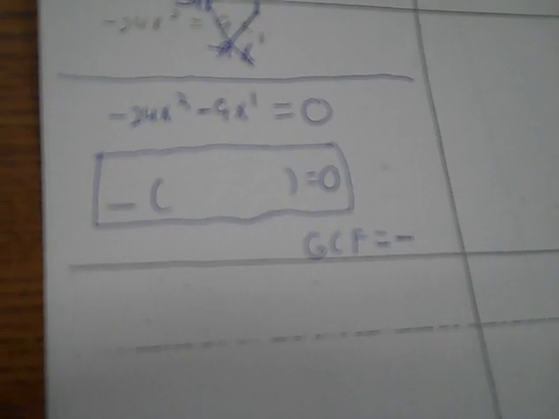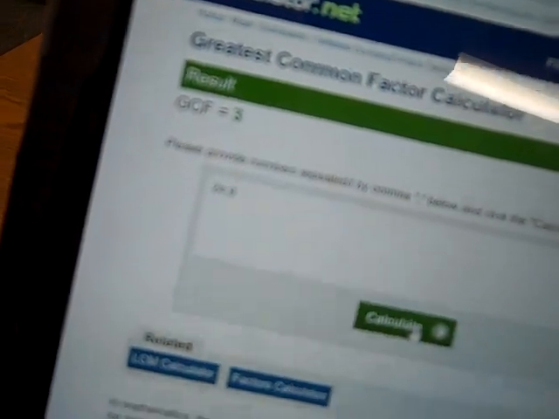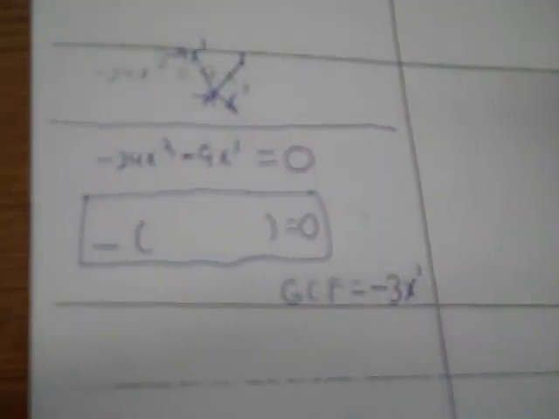So space parentheses equals 0. Then underneath GCF. Now this time the number in front is negative, so our GCF's automatically negative. And then I have x to the 2 and x to the 1, so x to the 1. And then I put 24 and 9, so 24 comma 9. Okay, calculate, and that gives me 3. Okay, so I put a 3 between the negative and the x to the 1.